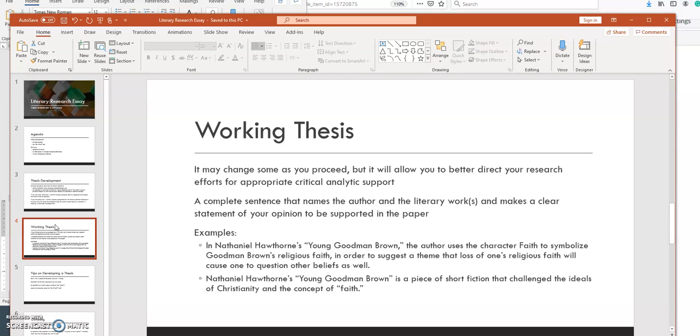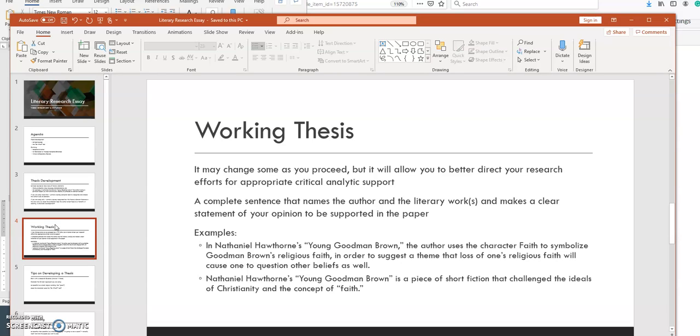The thesis statement should, though, take a basic format that names the author and the literary works and makes an opinion statement. So, in Nathaniel Hawthorne's Young Goodman Brown, the author uses the character Faith to symbolize Goodman Brown's religious faith in order to suggest a theme that loss of one's religious faith will cause one to question other beliefs as well. So that's one example.